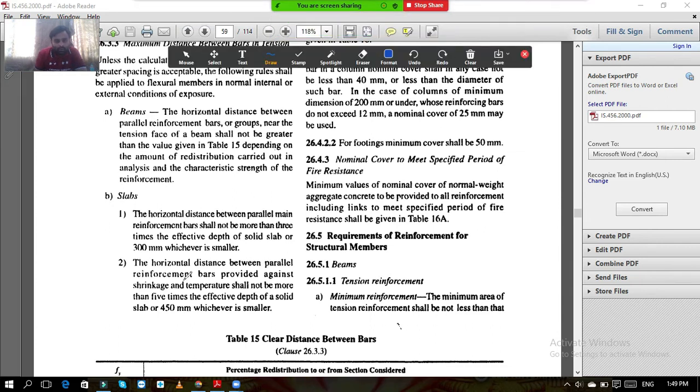I will underline it. The second point, the horizontal distance between the parallel reinforcement bars provided against the shrinkage and temperature. So this is nothing but shrinkage steel, minimum steel, okay, minimum steel and distribution steel. These are the same, only the names are different.